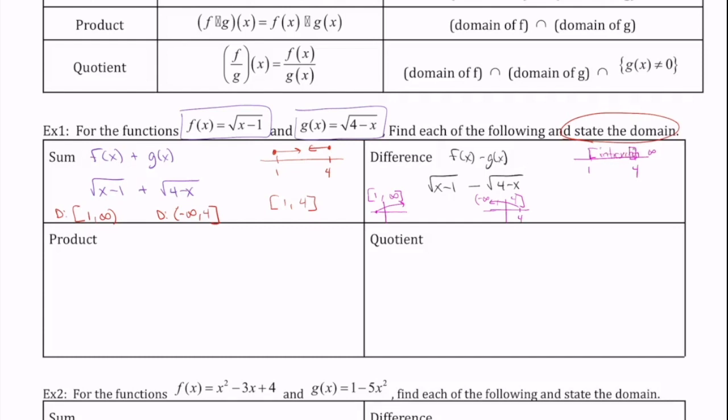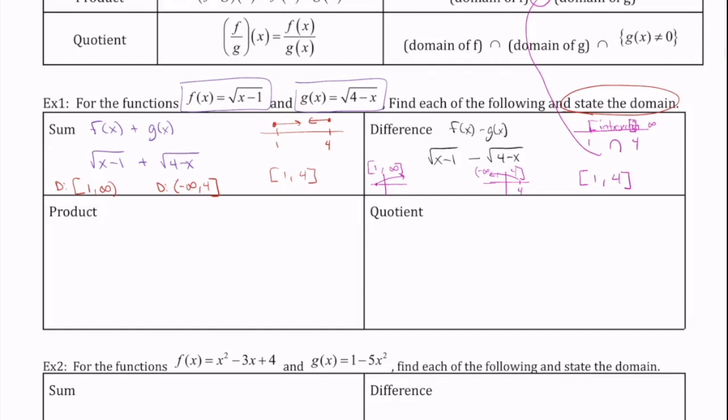Right, this is the intersection, which is represented by that symbol, the upside down U. And so again, my domain is just 1, comma 4. All right, now we've got the product.